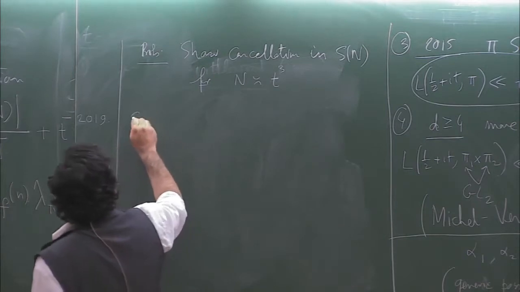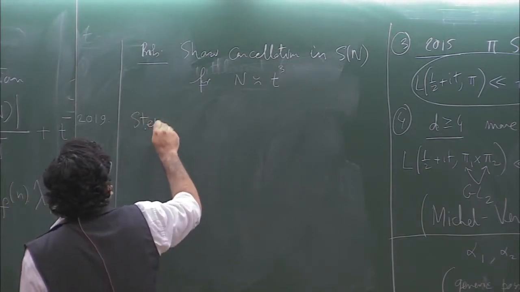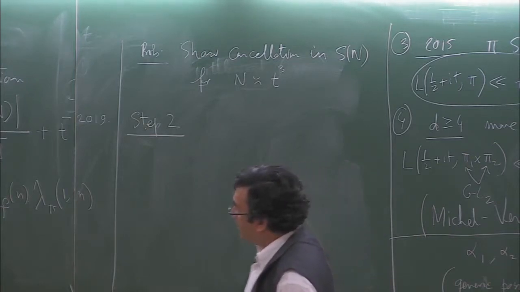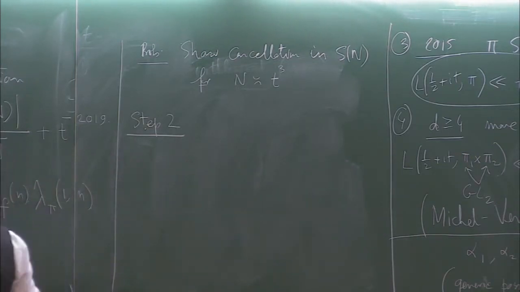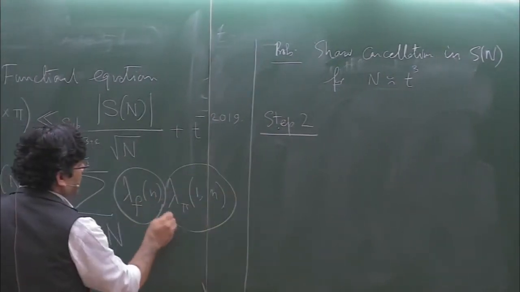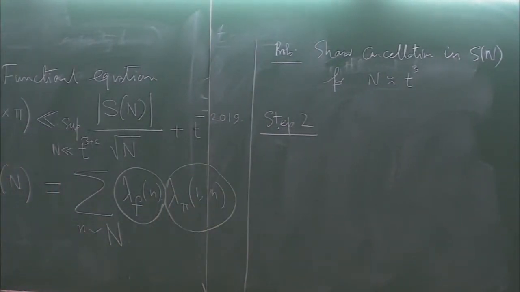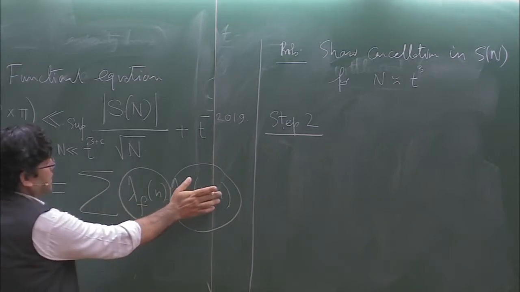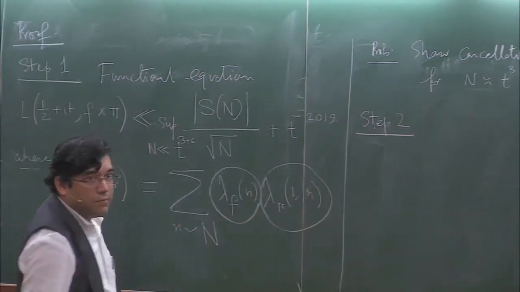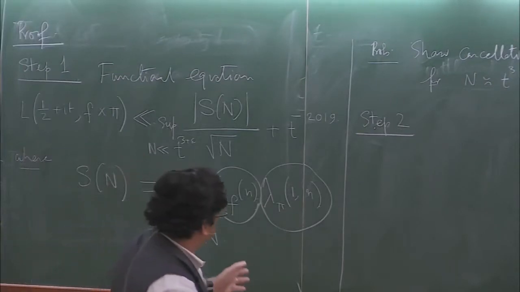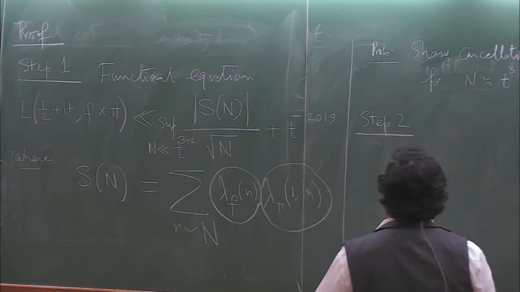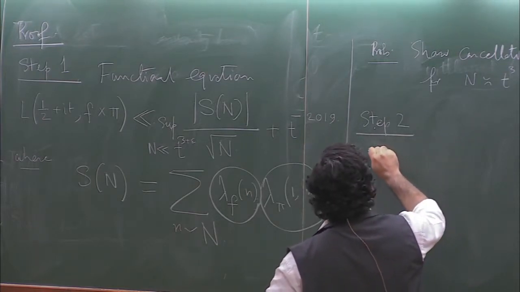Okay, so next step, this is the separation of oscillation. So you look at the sum, there are two oscillatory sequences. One is lambda f(n), the other is lambda pi(1,n). Okay, so individually you know that there is cancellation. If you don't have this, there is cancellation in this sum. If you don't have this, there is cancellation in this sum. The product, the problem is to show that the product also has a cancellation, right? So I'm going to separate them.